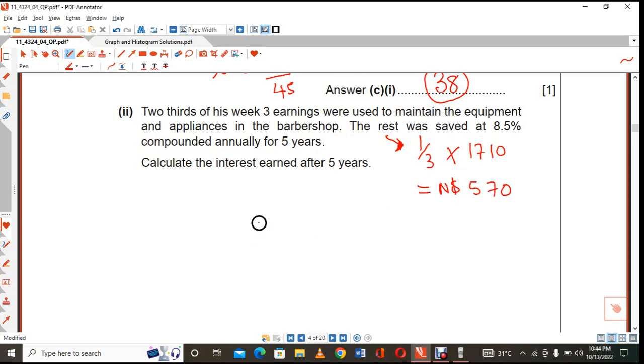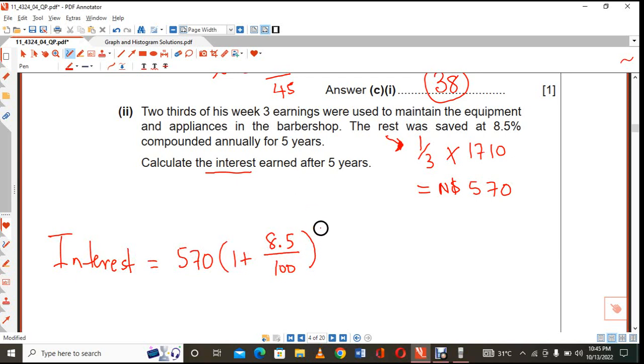So what does he do with this? Well, he is investing this using compound interest. So you are now asked to calculate the interest. In order for you to calculate the interest, you can go ahead and calculate the compound interest first. I have 570, which is what he's investing, times 1 plus 8.5%, which is the rate, and he's investing that for 5 years. Since I'm looking for the interest, I must take away the principal again. So the interest is equal to the amount, which is what this formula represents, minus the principal, which is what the 570 represents.